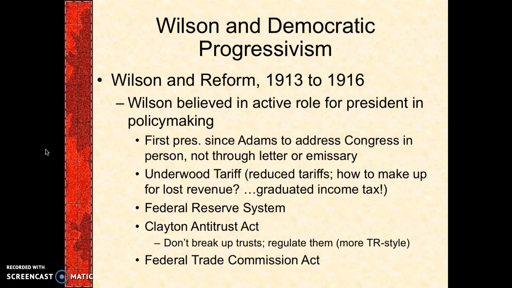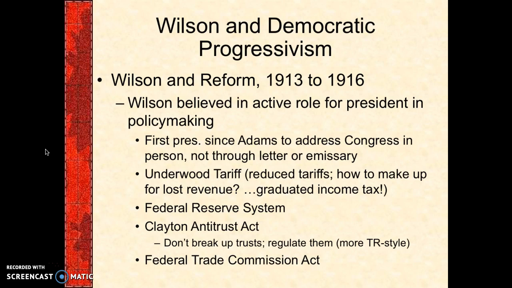Trusts themselves do not always have to be broken up. Some trusts will not be allowed. There are also some types of management that are not going to be allowed here. But this is really more TR style, in that trusts can be allowed as long as they're operating on the up and up and in the public interest. You can simply regulate them, not abolish them all the time.